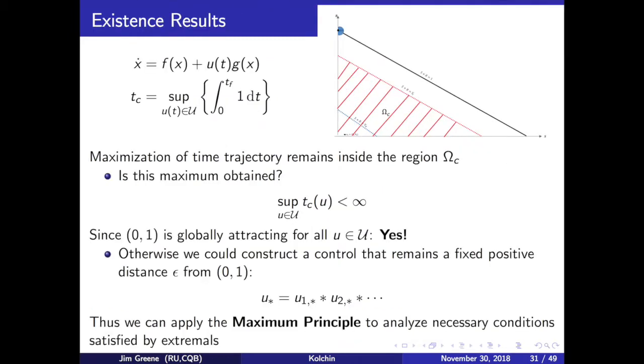Okay, so maybe I should skip. Okay, so the first question is, we want to use the maximum principle to understand this optimal control, but we first have to say that this actually exists, right? It's a non-trivial thing to actually show that this exists.